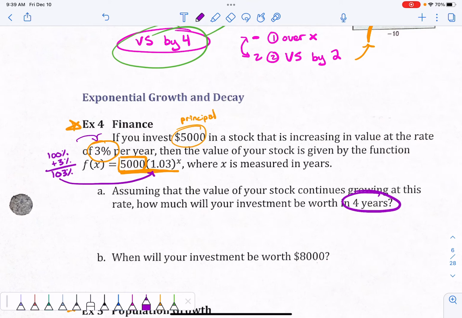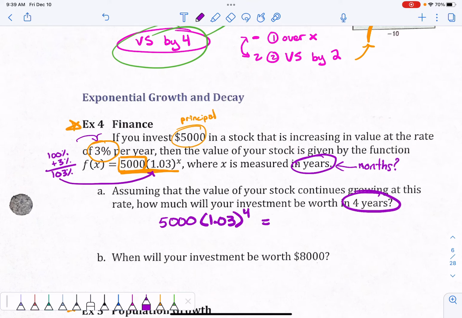It's always a good idea to pay attention to your units, because sometimes they'll put this in months, and then they will say, how much is it after 4 years? Then you would have to insert the number 48 because it would be 48 months rather than 4 years. So be careful of that. So we put in 5,000 times 1.03 to the 4th power, and practice typing that into your calculator so you can get that.